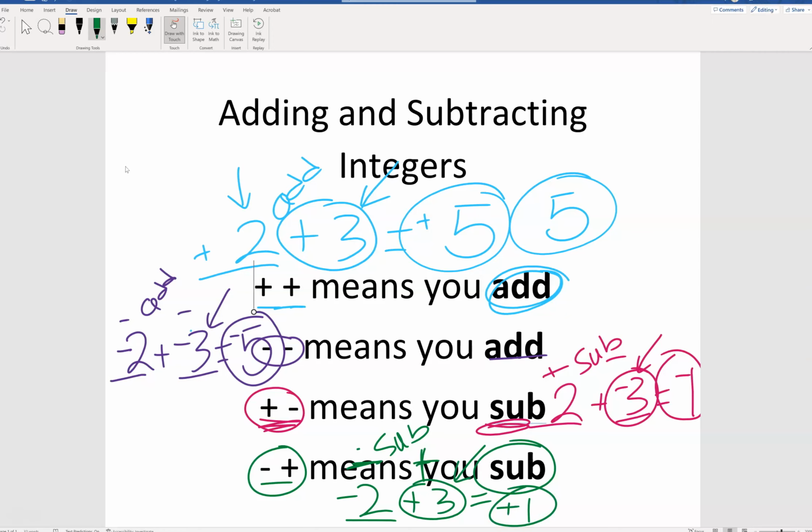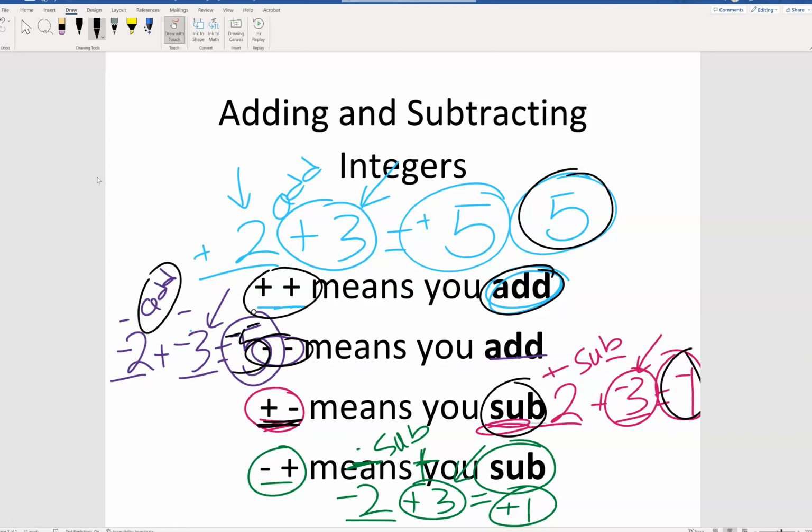Now I want you to take a look at all our answers because all of them are very different. On our first problem, we had to add, we had 2 positives, and we got a positive 5. On our second example, we had 2 negatives, we had to add again, and we got a negative 5 this time. With this one, a negative and a positive, we had to subtract, and we got a negative 1. And this one was a negative and a positive, so they were switched around. Notice how it makes a difference. Still subtract just like we did before, but here we got a positive 1.